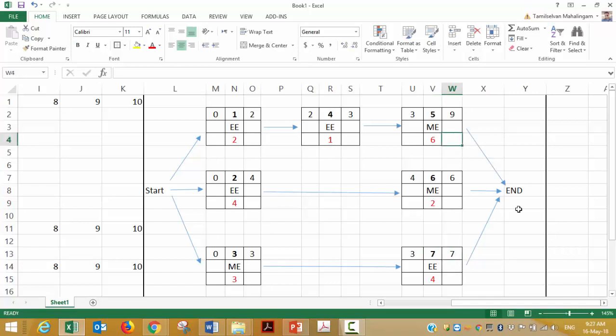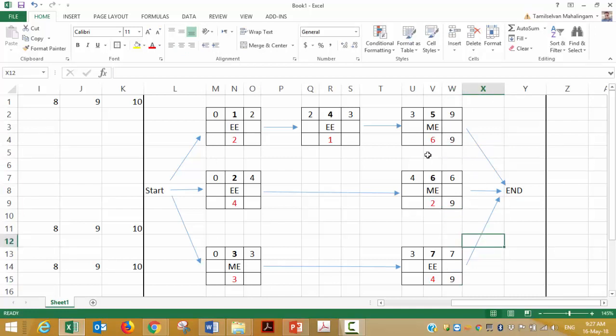All right, let's do the backward pass. So the backward pass would start from the project duration. The longest is the project duration. We got 9, 6, and 7. 9 is the longest. So we're going to copy 9 as when you complete the project. So all other activities can finish on 9.